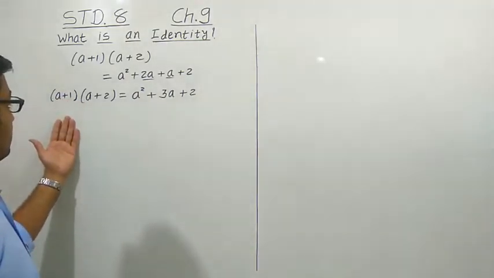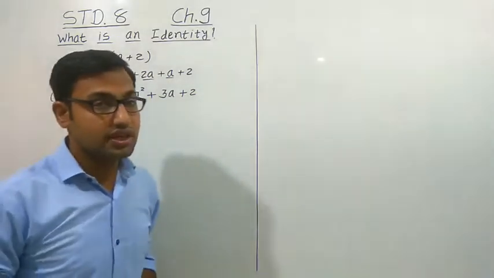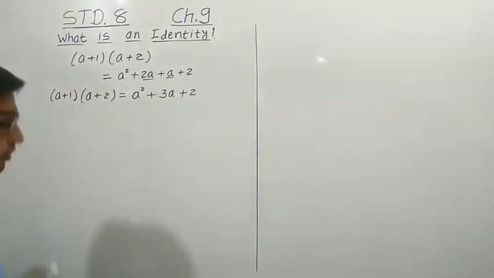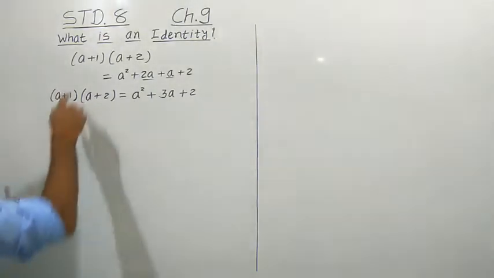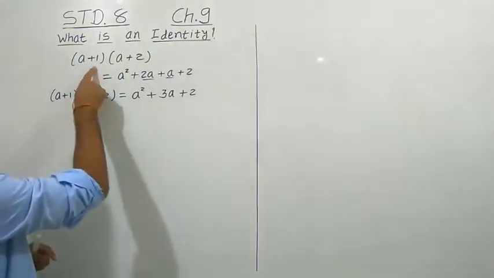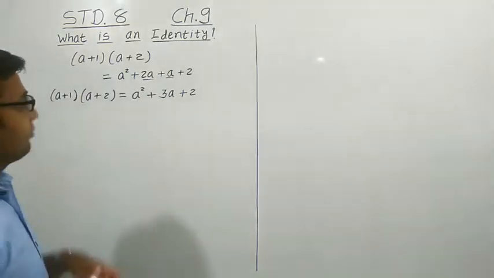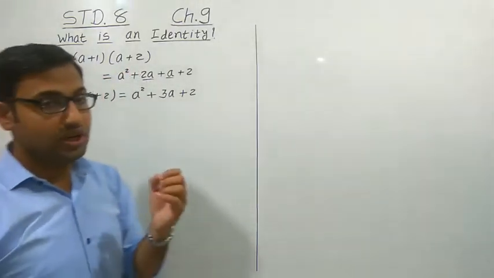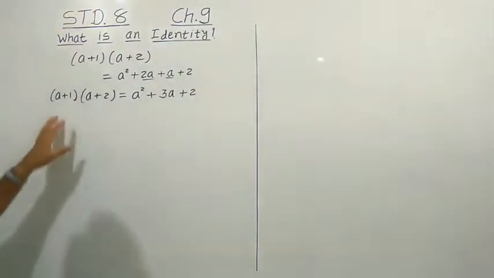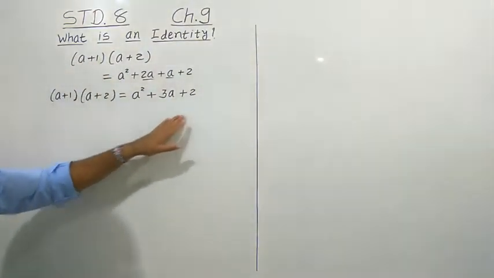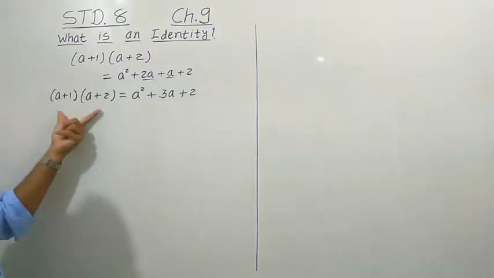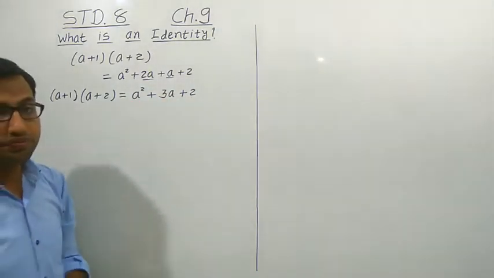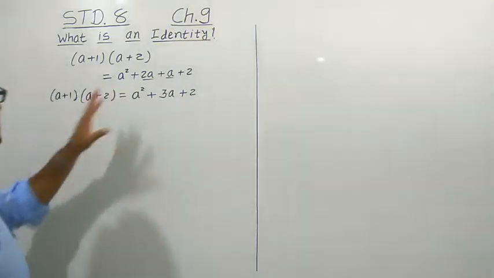So here there is an equality. The left hand side portion is there, the right hand side portion is there, both have equal values. Here we notice that a is the variable, 1 is a constant, 2 is a constant. So we multiply two expressions in which only one variable is there, right? When we multiply this, we get this kind of expansion, a square plus 3a plus 2. Now what is the meaning of this identity?